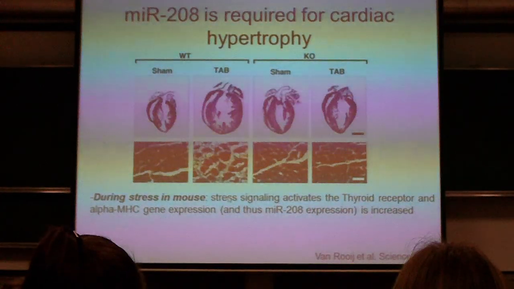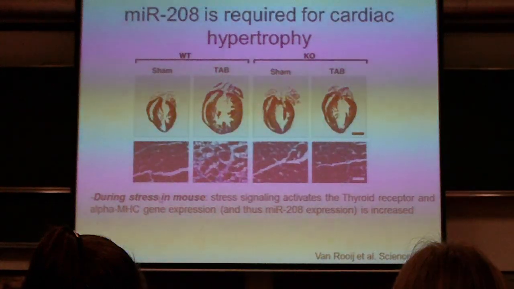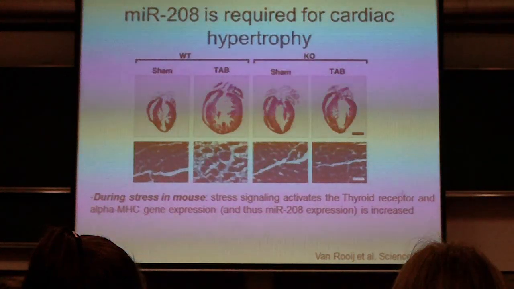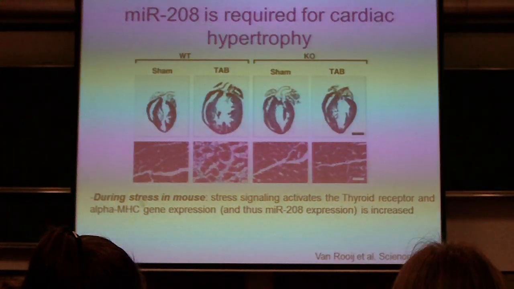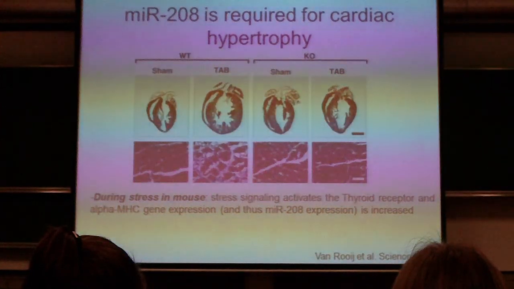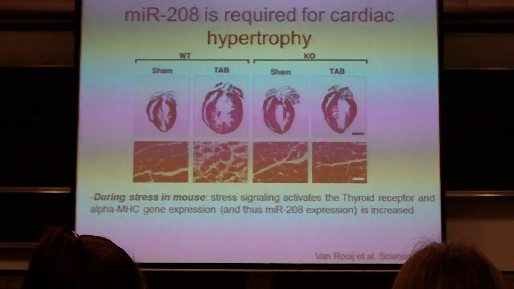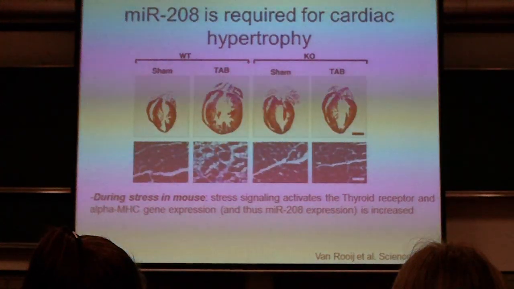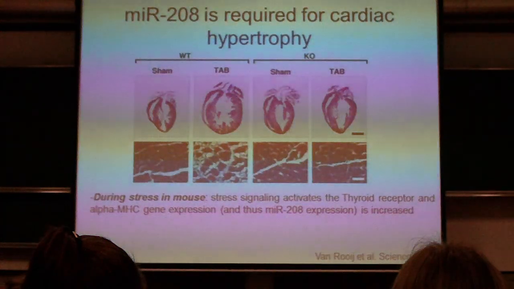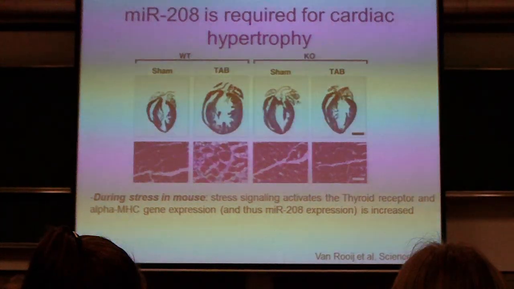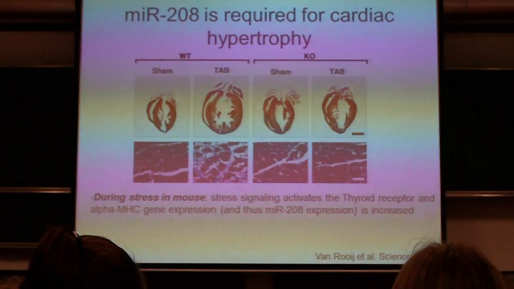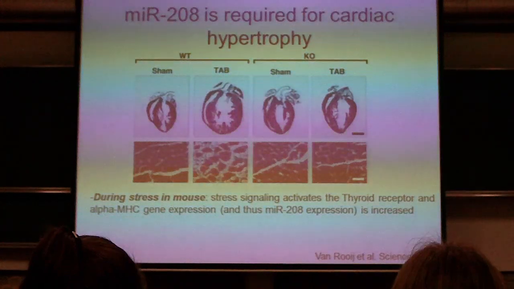So what they found was that during stress, so during pressure overload in the mouse, the stress signaling normally activates the thyroid receptor and thereby activates alpha myosin heavy chain expression, which is dependent on thyroid receptor signaling. And this expression is normally increased, and thereby it also increases microRNA-208 expression, because these authors, Olson and Van Rooij, said that the microRNA-208 expression has the same promoter as the host gene, so as the myosin heavy chain gene.